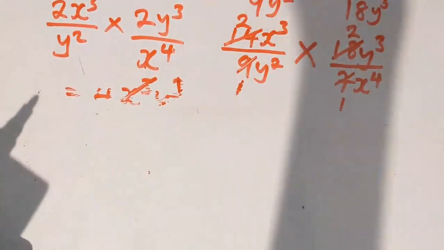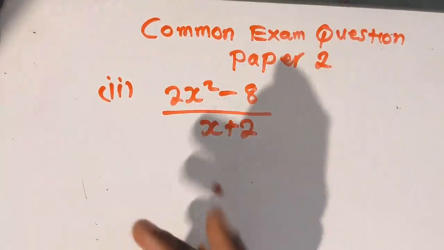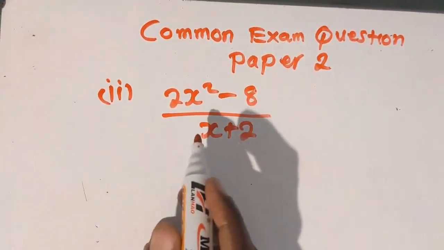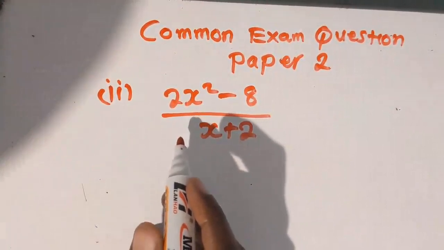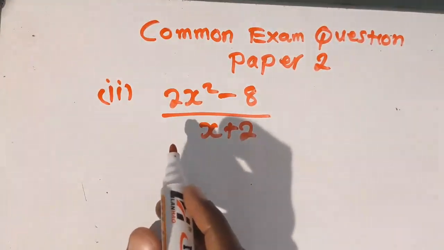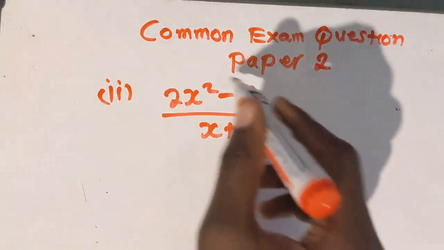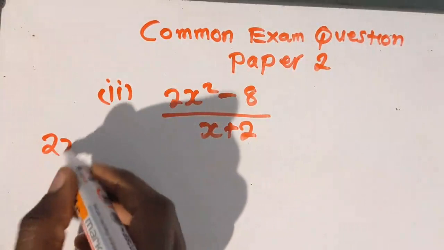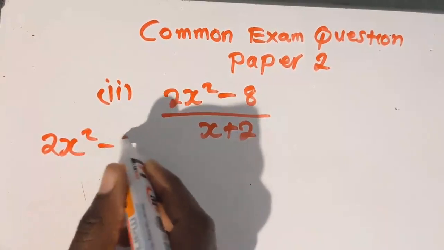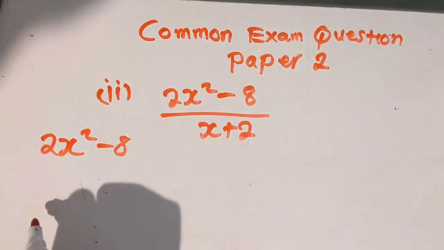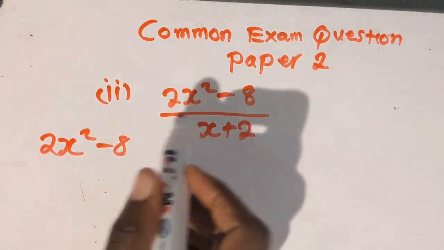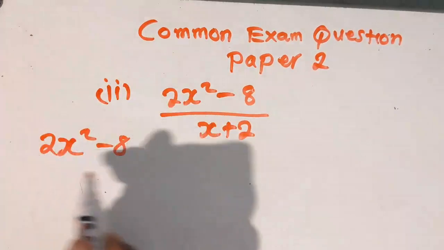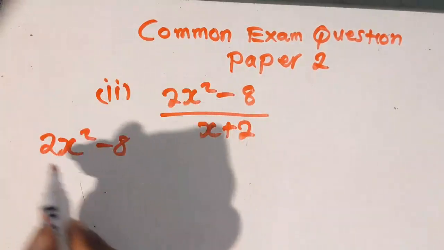Okay, so question 2, it is like this. So this is our question 2. And how do we simplify question 2? So this is what we are going to do. If you look at this, which is up here, it is just 2x to the power 2 minus 8. So when they tell you to simplify, they just want you to factorize this, what is up here.